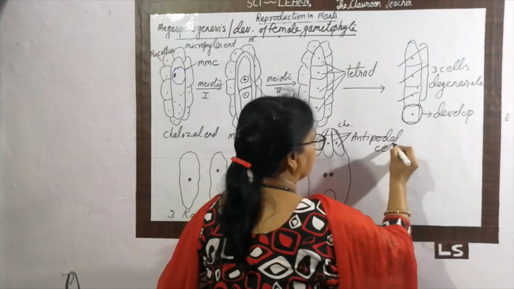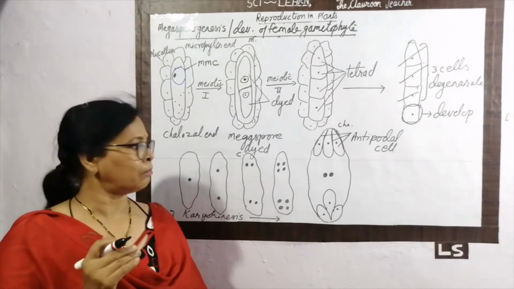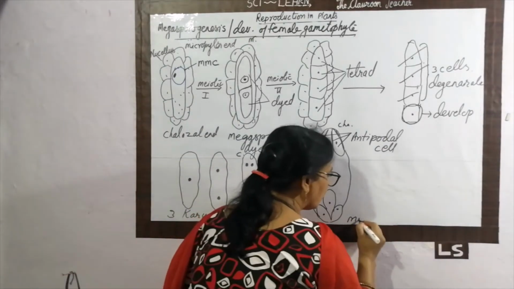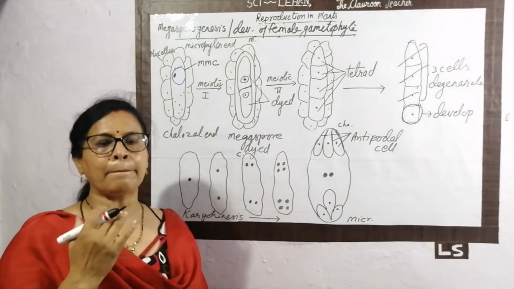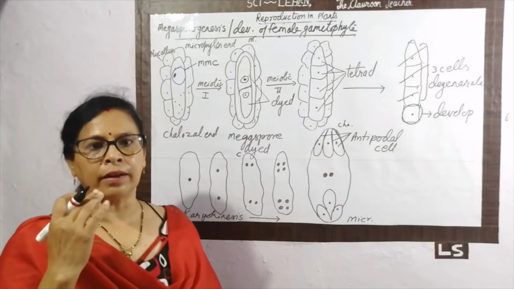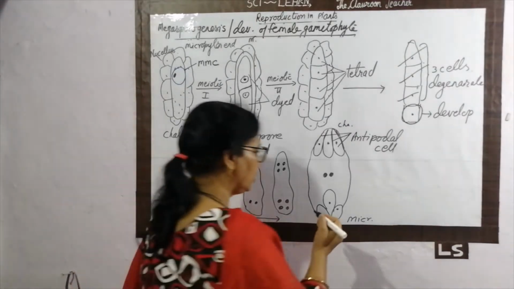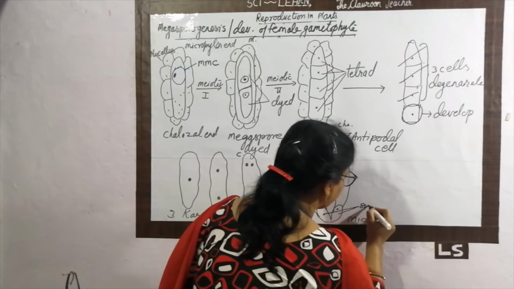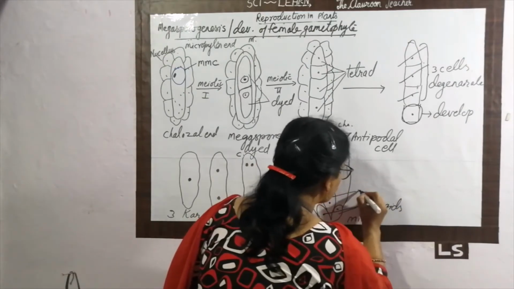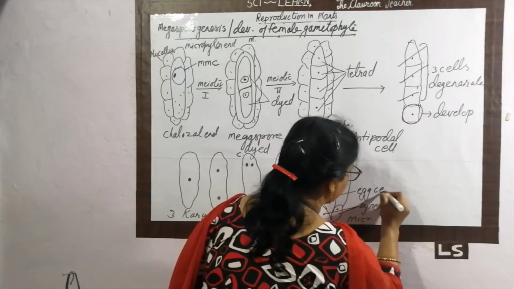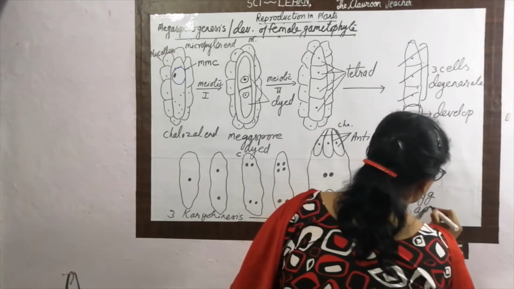The 3 nuclei that move towards the chalazal end are called antipodal cells. Okay. The 3 nuclei which move towards the other end, this end is called the micropylar end. The 3 nuclei that move towards the micropylar end are called the egg apparatus. They are made up of 3 components. 2 synergids are there, and 1 is the egg cell. Combined, these are called the egg apparatus.